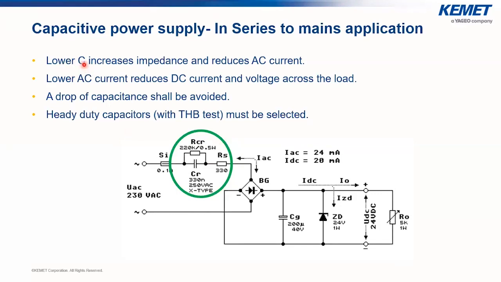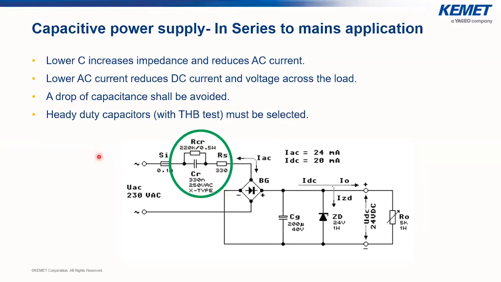In this case, if we have a lower capacitance, we have an increase of the impedance and a reduction of the AC current here. But if we have a reduction of the AC current here, we also have a reduction of the DC current and a reduction of the voltage across the final load. If the voltage goes below the minimum voltage for the working of this load, it means that the circuit will stop working. So here a drop of capacitance should be avoided.